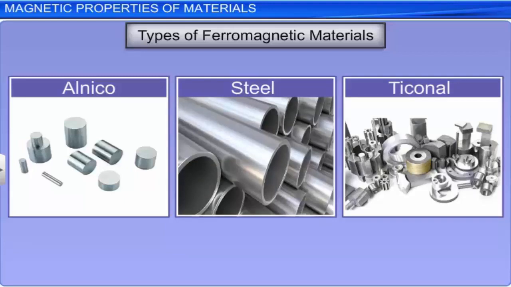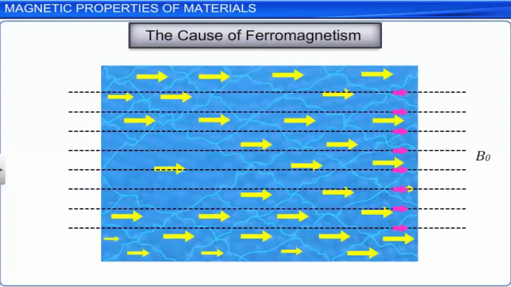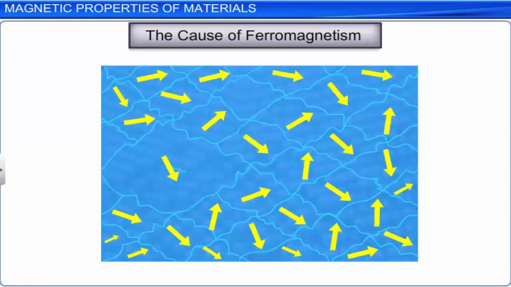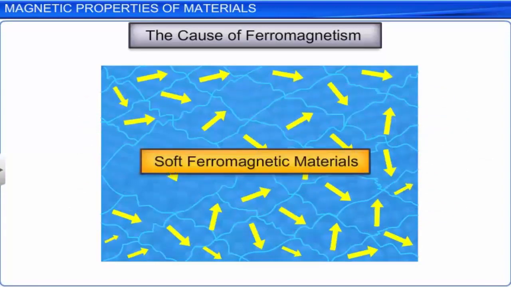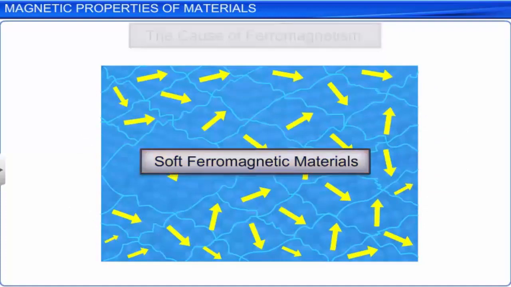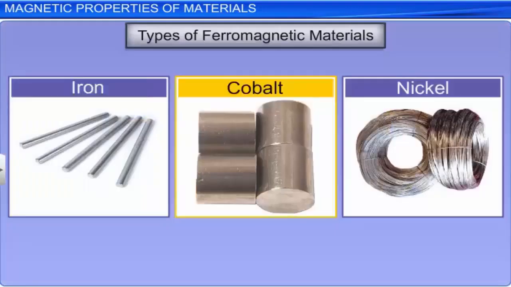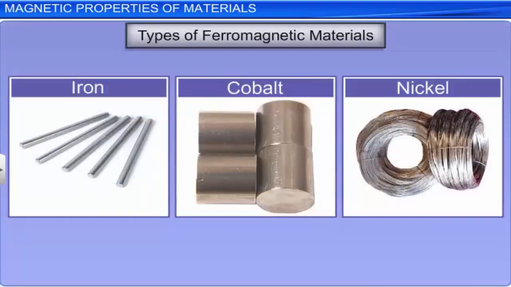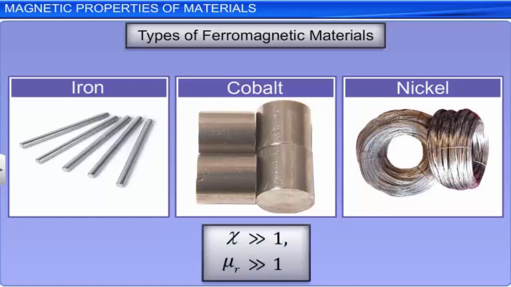These materials are used to prepare permanent magnets. There are some other materials which lose their magnetization when the external magnetic field is removed. These materials are called soft ferromagnetic materials, and they are used to prepare temporary magnets. Iron, cobalt, nickel, etc. are examples of soft ferromagnetic materials. The magnetic susceptibility of ferromagnetic materials is positive and very much greater than 1. The relative magnetic permeability of these materials is also positive and very much greater than 1.